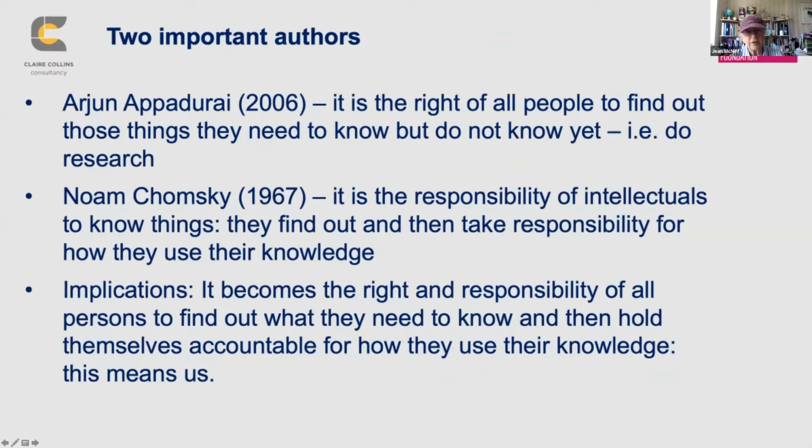Two important authors have got this to say about the topic. Lovely authors, Arjun Appadurai, who says, it's the right of all people to find out those things they need to know that they don't know yet. In other words, do research. That's what research is. You don't know something, and heaven knows all of us have millions and millions of things that we don't know. We do know some things, and they're very important things. But look at the universe out there that we don't know. Look at the garden that we don't know. So that's what Appadurai has to say. It's the right of all people to find out those things they need to know, but don't know yet.